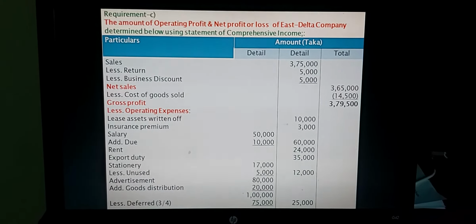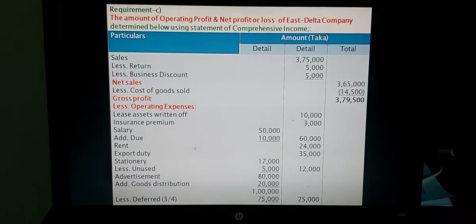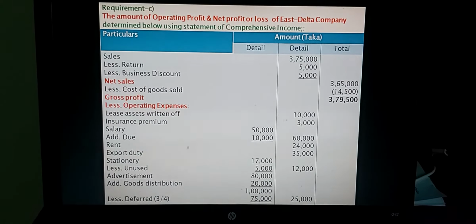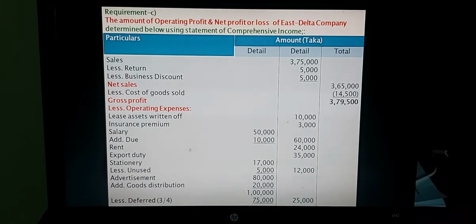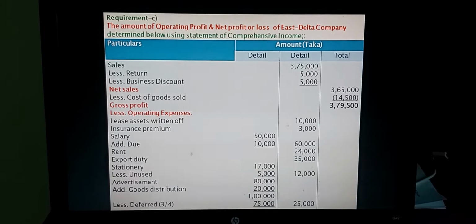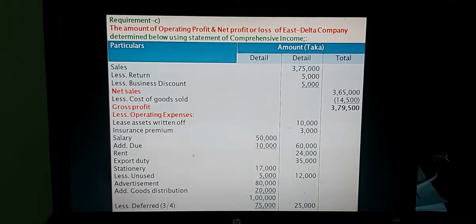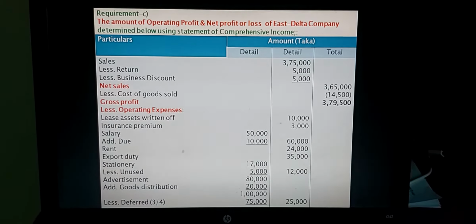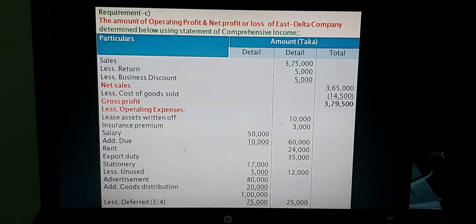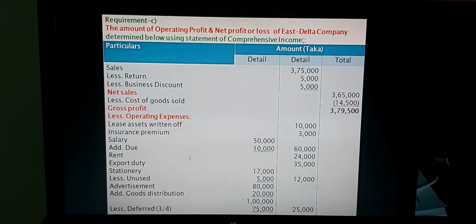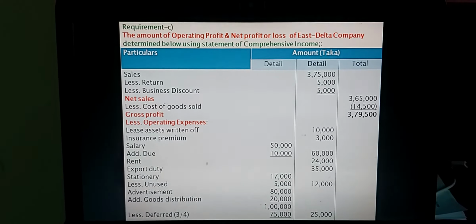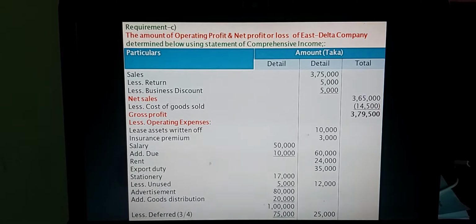Another one, advertisement in trial balance taka 80,000, but in adjustment, two adjustments are available for advertisement. Goods distributed to customers free of cost, this amount paid for publicity, so publicity is for advertisement. At this moment you have to add the goods distribution amount with advertisement, so 80,000 plus 20,000 is equal to taka 1 lakh.